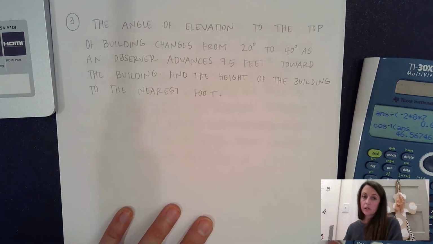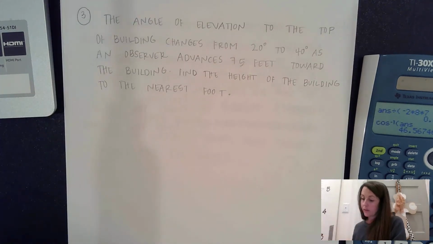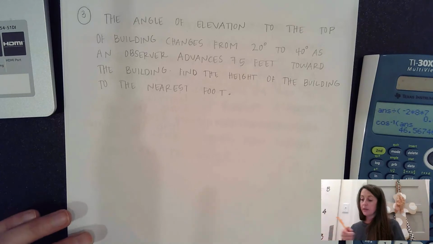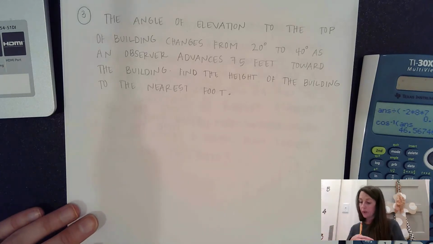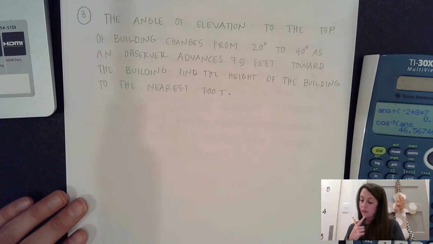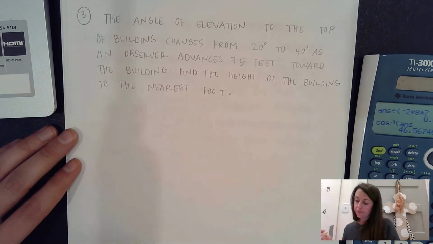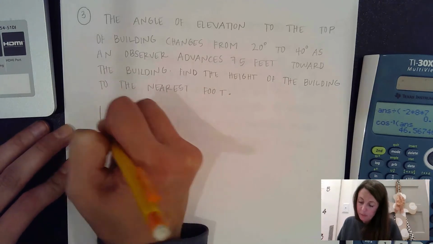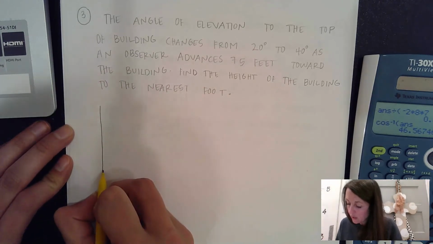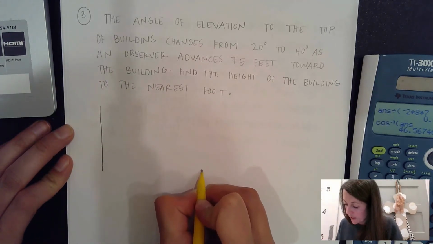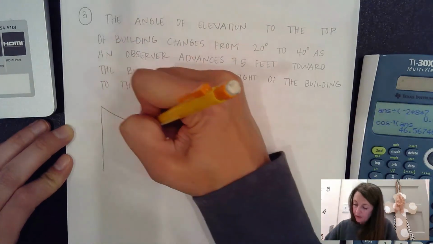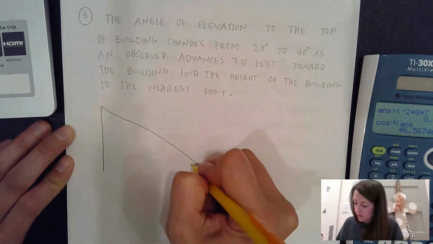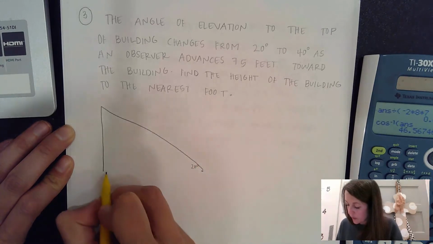All right. So let's look at number 3 here. So it says the angle of elevation to the top of a building changes from 20 degrees to 40 degrees as an observer advances 75 feet towards the building. Find the height of the building to the nearest foot. Okay, so here's my building. Draw a picture. So here's my building. An observer, let's say he's right here. The angle of elevation of that observer is 20 degrees.